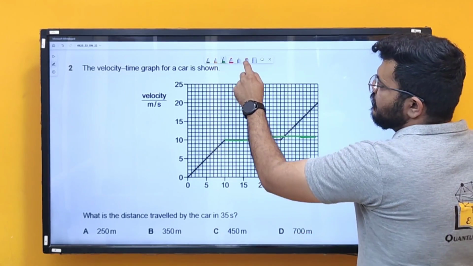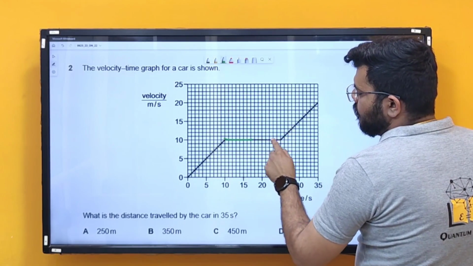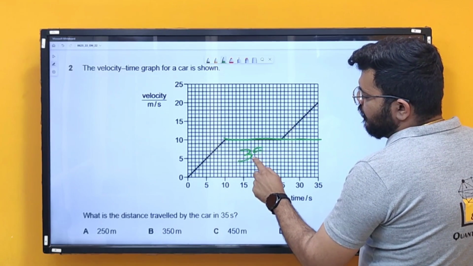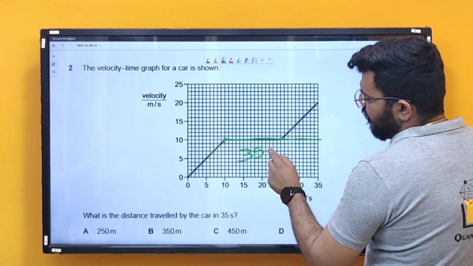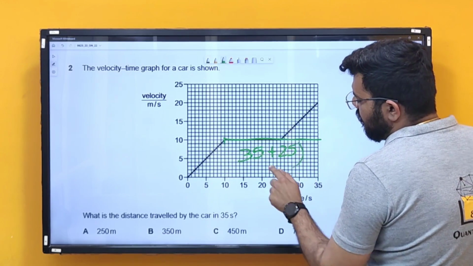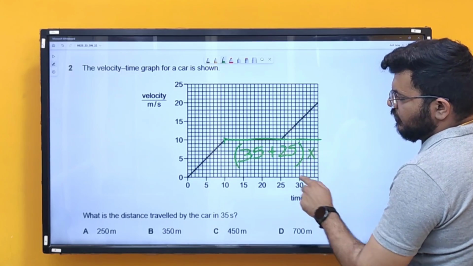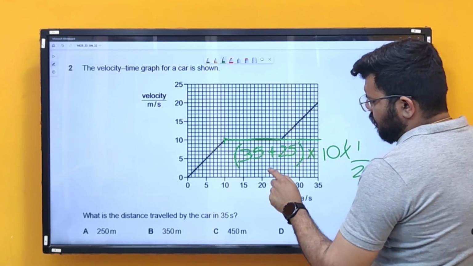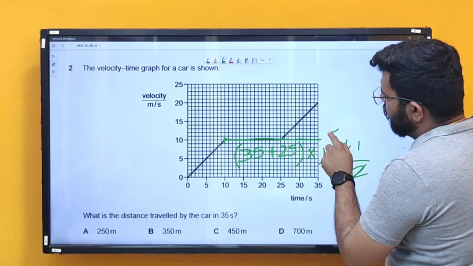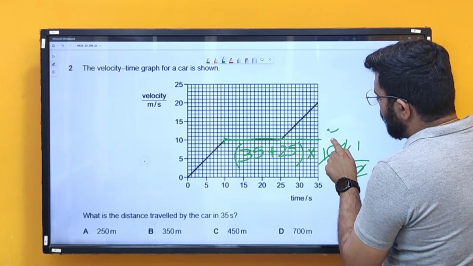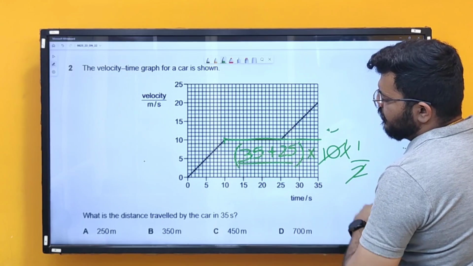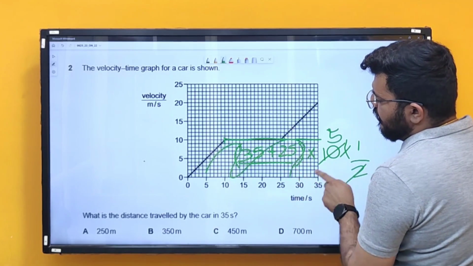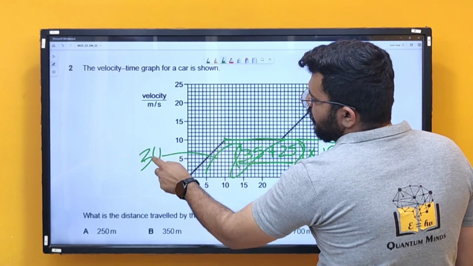I can consider this as a trapezium, right? From here to here. The length of one side is 35. The length of the other side is 10 to 35, so 25. What is the distance between the two sides? The distance between the two sides is 10 units, and half of this will give me the area of the trapezium. So we have 35 plus 25, 60, into 5, 300. So for this part, the area is 300.